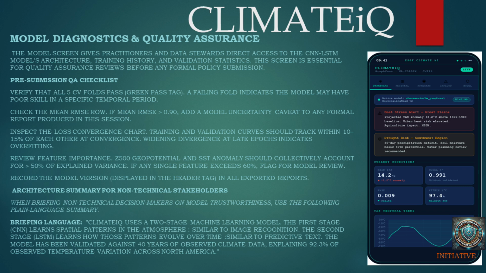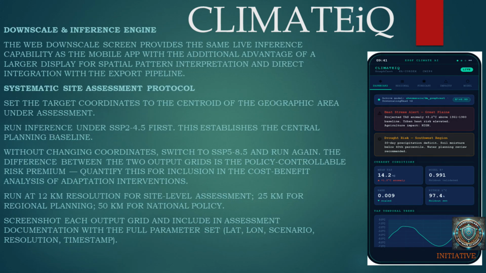Now, the architecture summary for non-technical stakeholders. When briefing non-technical decision makers on model trustworthiness, use the following plain language summary. Briefing language: ClimateIQ uses a 2-stage machine learning model. The first stage, a CNN, learns spatial patterns in the atmosphere, similar to image recognition. The second stage learns how those patterns will evolve over time, similar to predicting text. The model has been validated against 40 years of observed climate data, explaining 92.3% of observed temperature variation across North America.